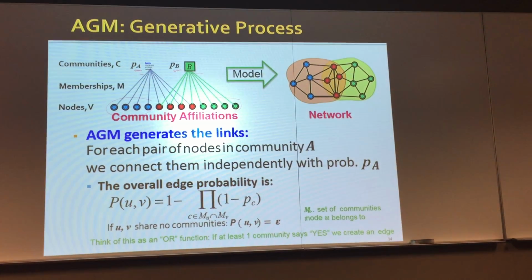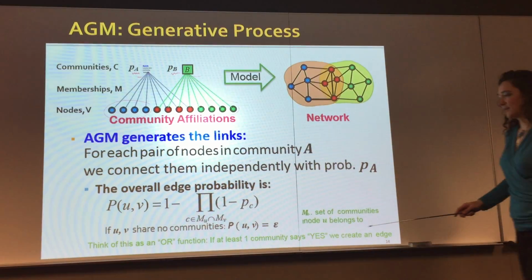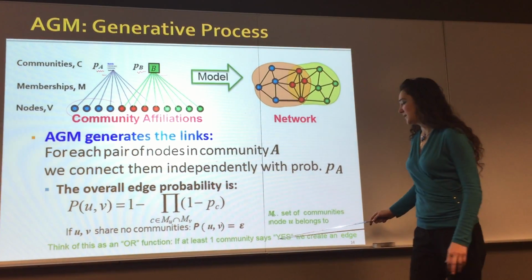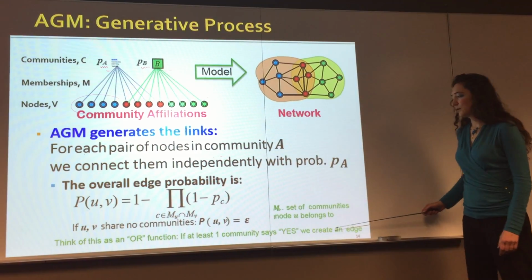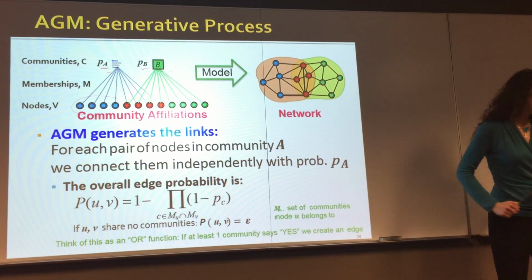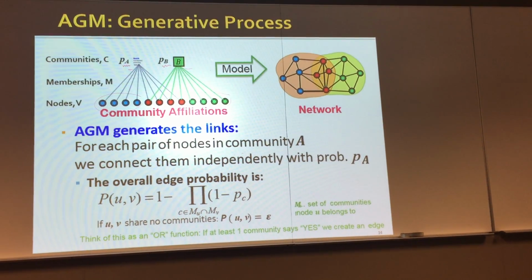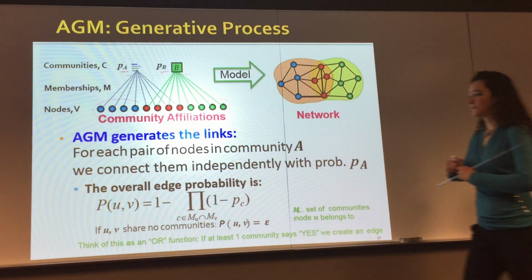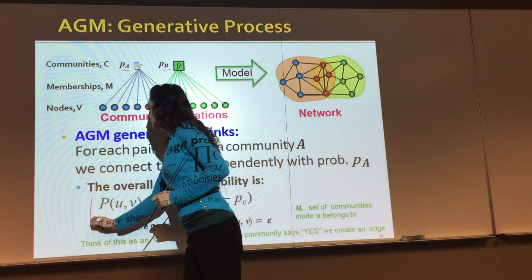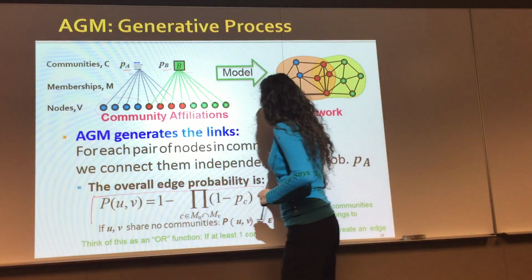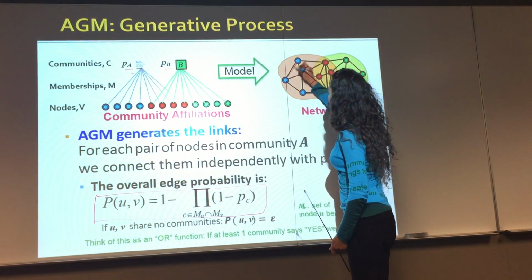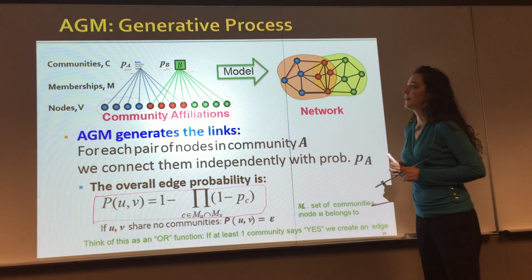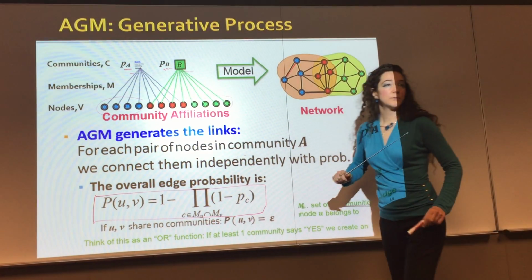We can think of this as an OR function. If at least one community connects them, then we will create the edge. So this is basically giving us the formula that will tell us whether we should place an edge between two items, between two nodes.